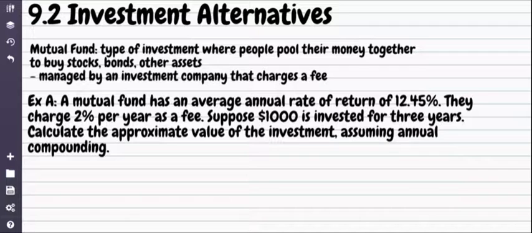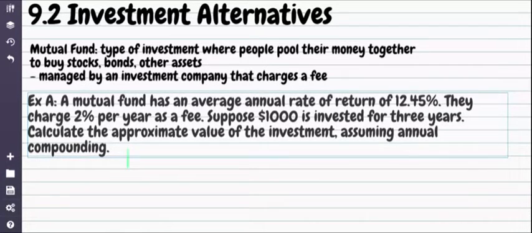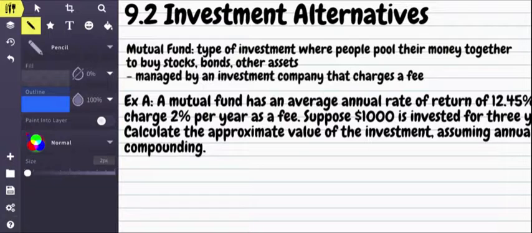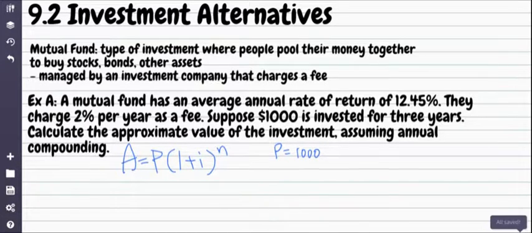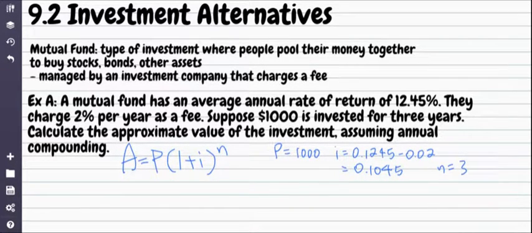Now this is going to be compounding. So again, we're always going to use A equals P times 1 plus i to the n, right? And in this case, our principal is 1,000. Our interest rate is going to be 0.1245 minus the 2%. So it's actually 10.45%. And the number of compounding periods is 3 because we're doing it annually and it's 3 years.